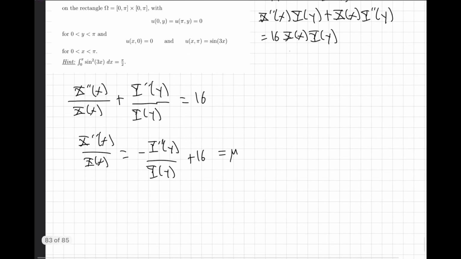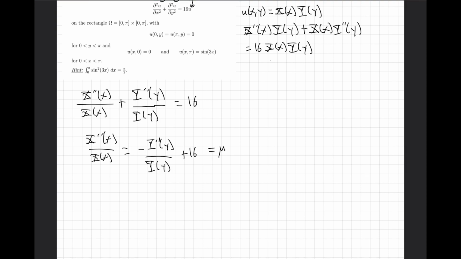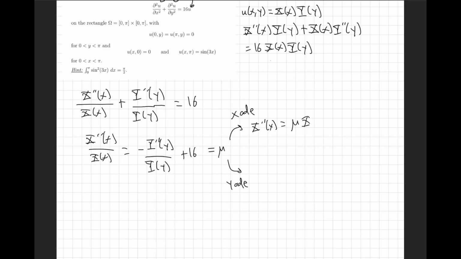Okay, so now what we've essentially reduced this PDE into is two ODEs. We have an x ODE and a y ODE. ODE stands for ordinary differential equation. For the x ODE, we have X double prime of x is equal to mu times X of x. For the y ODE, we have 16 minus mu is equal to Y double prime of y over Y of y. We could drag this Y of y to the other side, but for the time being, let's go ahead and focus in on this x ordinary differential equation.